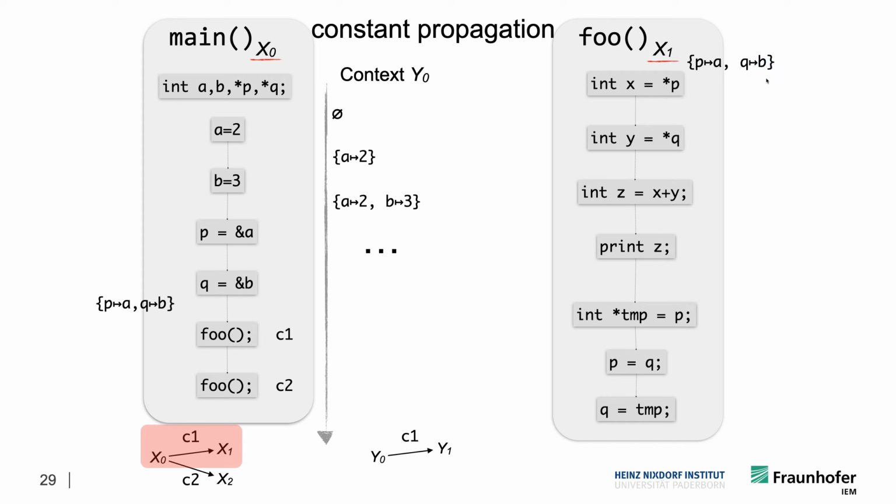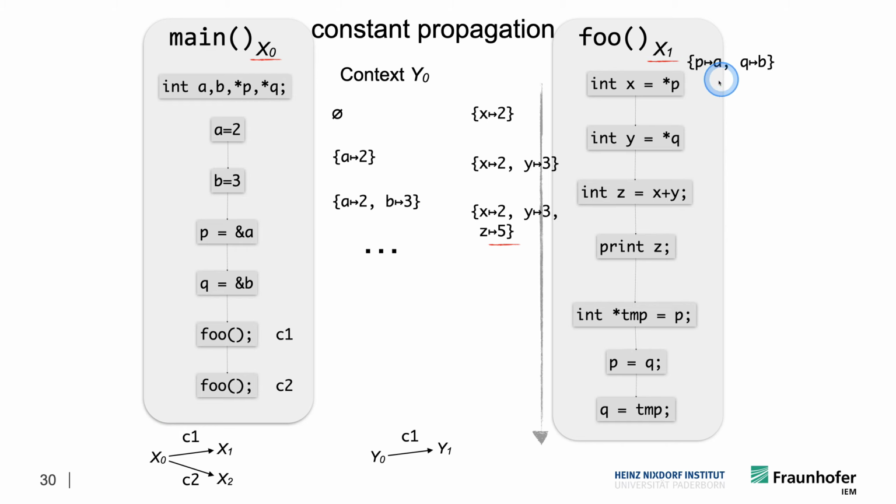And now this is really nice, right? Because now we have this pointer mapping. We now know that x now has the value 2 and y has the value 3 because we can resolve that pointer relationship here. And we now know that z precisely has the value 5.